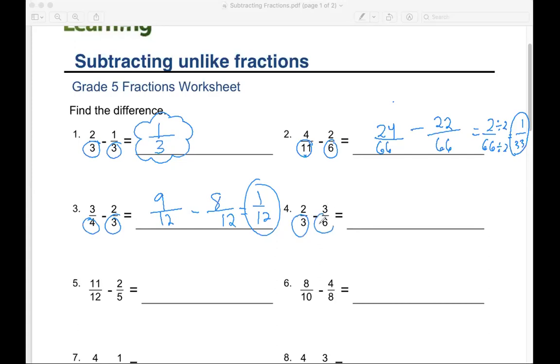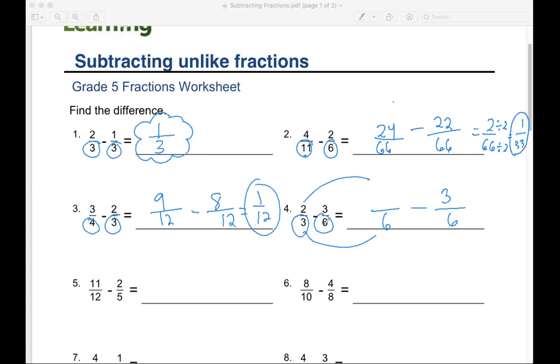What about between 3 and 6? What's the first factor that they meet at? What's the first multiple? I think just 6, right? 3, 6. 6 meets at 6. So let's use 6. And this one's all done for us. So we don't need to change it in any way, right? 3/6 is already in sixths. We just need to convert this one.